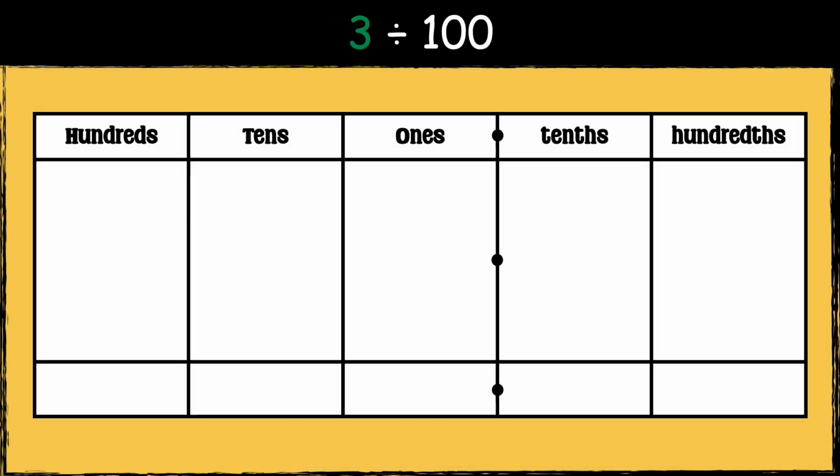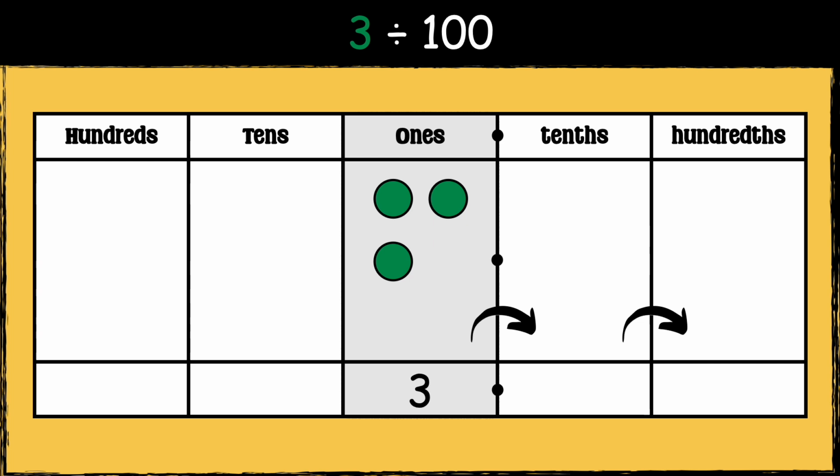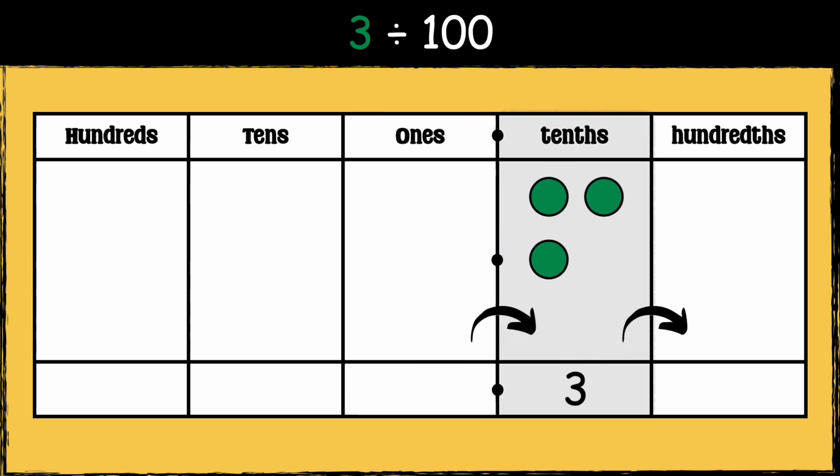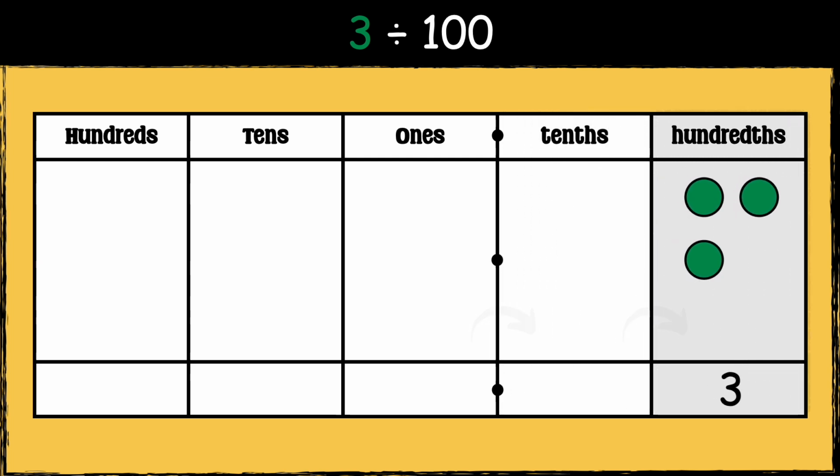Here's the first example. 3 divided by 100. When we divide a number by 100, we move the digits 2 places to the right. So 3 becomes 3/100ths. We need to use 0 as a placeholder to show that there are no 1s. We also need 0 as a placeholder to show that there are no tenths. So the answer is 0.03.